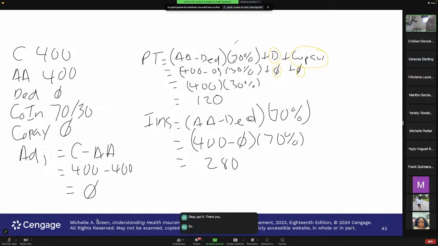I already told you that it could be a little trick with the charges and the allowed amount. If they're the same, it will be 0, or it could be any number, but it doesn't matter. The next thing that I'll show is the examples on co-payments. I'm going to erase the whole thing.